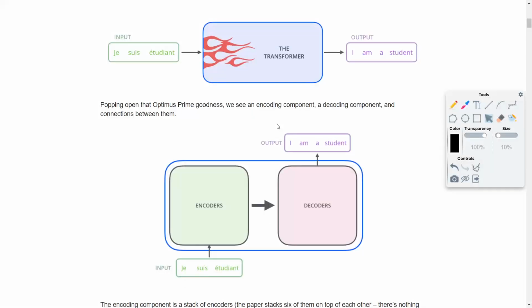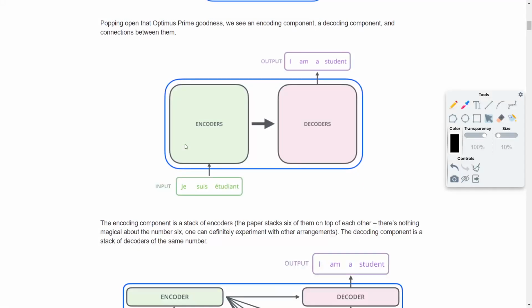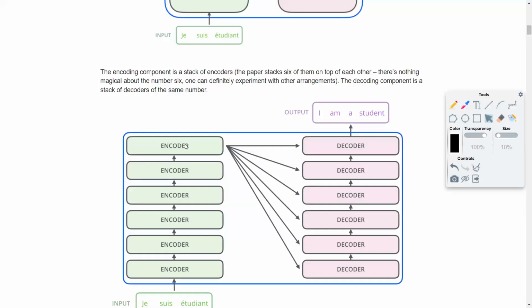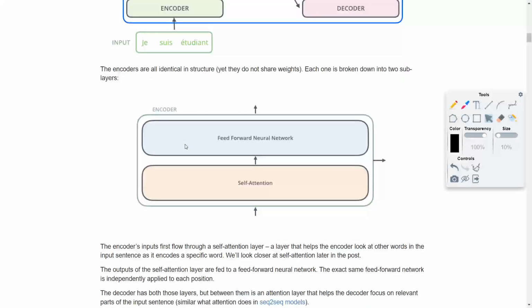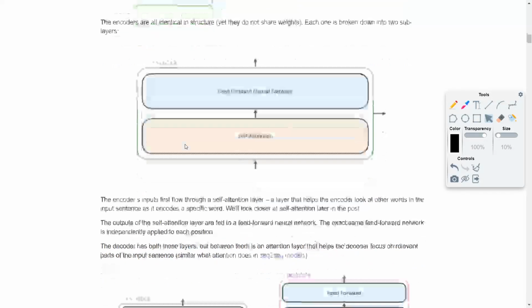I'll give you a very high-level overview. What we are doing is taking a Spanish sentence and converting it into an English sentence, using transformer models for this machine translation task. On a very high level, the transformer comprises two components, encoders and decoders. Each component might contain a stack of encoders and a stack of decoders. In each encoder, we have two main layers. The first is the self-attention layer, and the second is the feed-forward neural network.